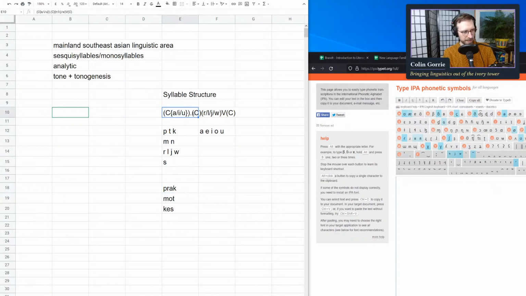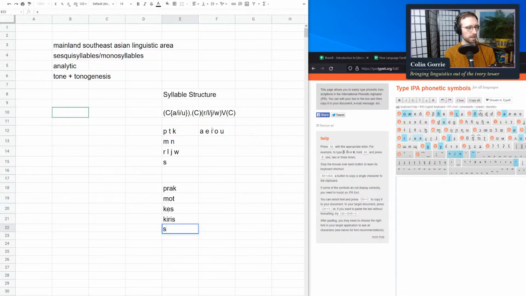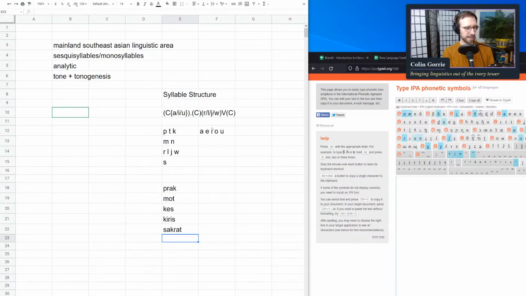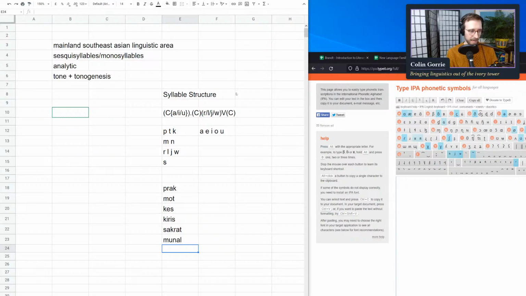So these would be without this little bit at the start. So far so normal. But then we might also have something like kiris or sakrat or munal, something like this. And this is how we would divide this. The stress is always going to be on the second part, the second phonetic syllable.